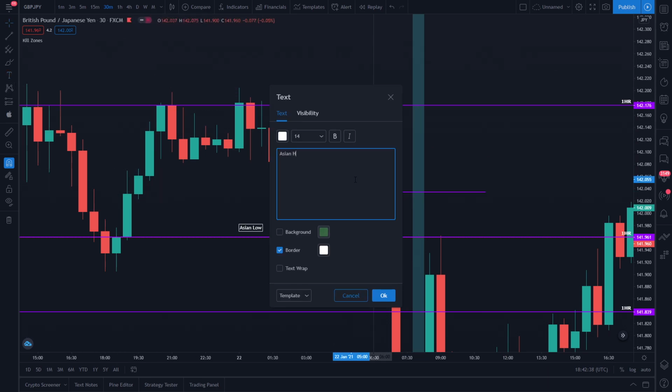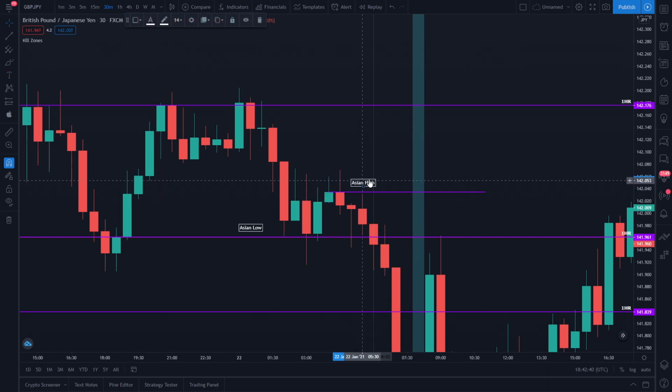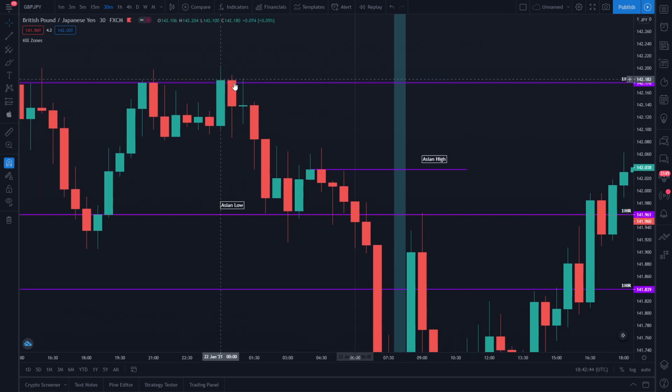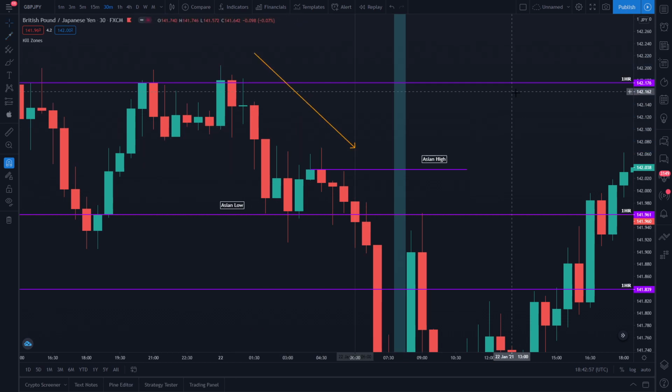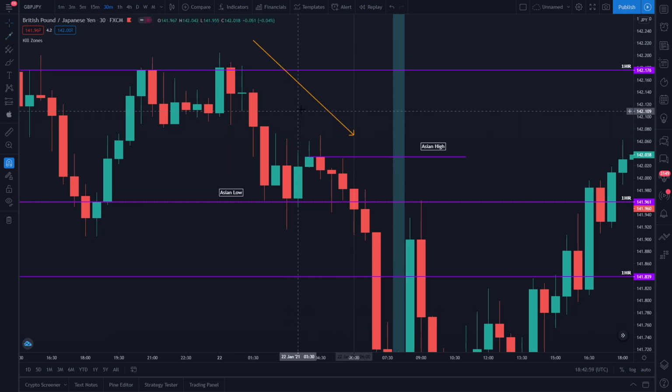Okay, Asian high. So we've now arrived at our session, 6 a.m. We've seen that this was the previous 1-hour resistance. The chart made an Asian high, which happens to be a resistance lower than the previous. So again, visual references are always really important. Overall, we've started taking steps downwards.